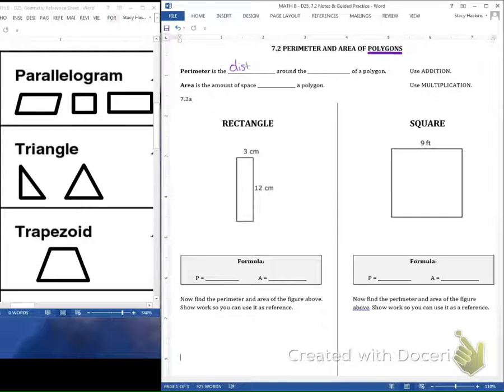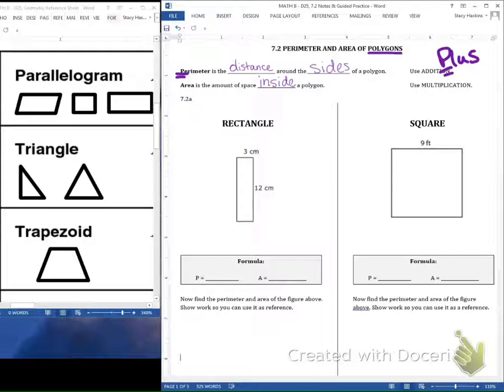Perimeter is the distance around the sides of a polygon. You will use addition when you're calculating the perimeter. Area is the amount of space inside a polygon, and you'll use multiplication. Another word for addition is plus. To help you remember that when you're calculating perimeter, you will add, think of the word plus. Perimeter and plus both start with P.